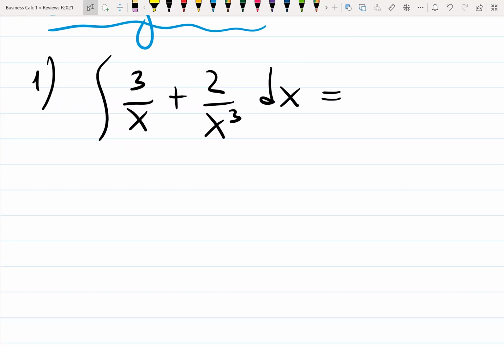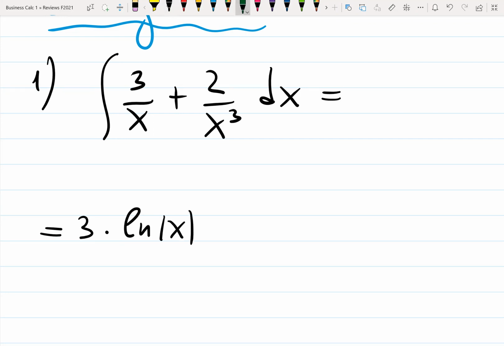Integral of 3 over x. Let me ask you, what do you think is there? One fourth x to the 4th? No, that's 2 over x cubed. How about 3 over x? You're very right, but not yet. How about 3 x to the negative 1? No, but integral of that. Yeah, 3 ln x.